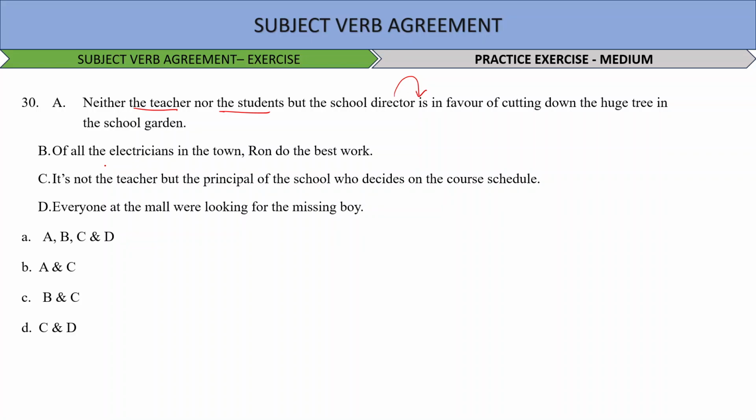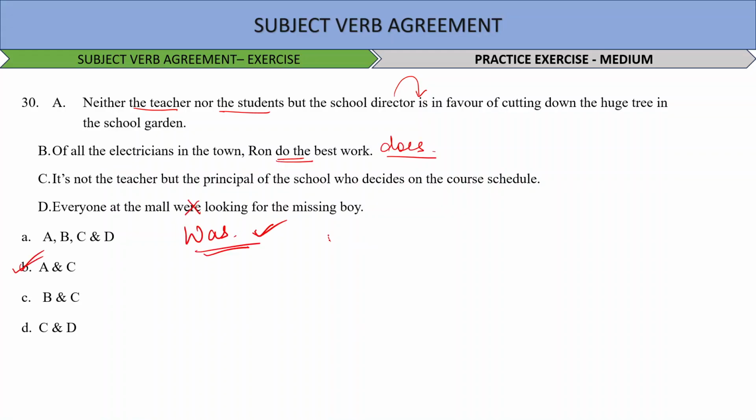It's not the teacher but the principal of the school who decides on the course schedule. Everyone at the mall were looking for the missing boy. Everyone at the mall was looking for the missing boy. This will be the appropriate sentence for the following question, right? So these were some of the questions, and the correct answer will be in option number B, right? A and C are correct.